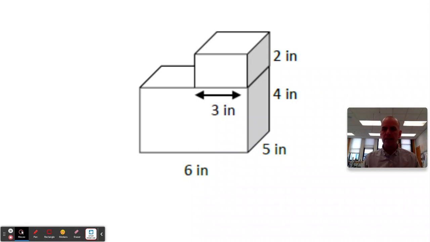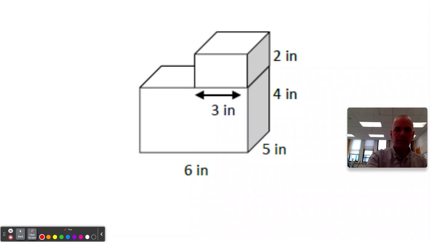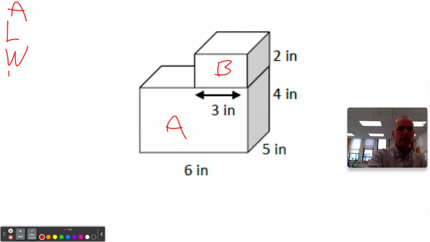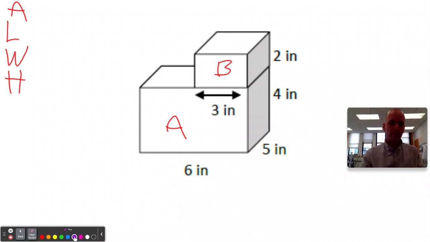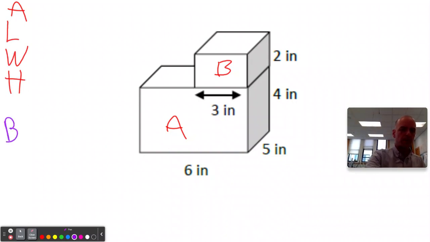All we're doing is we're taking this figure and we're breaking it apart into two normal figures. So the first thing you do when you get a shape like this is you decide which shape is A and which shape is B. So in this case, I'm going to go ahead and call this A and this B. Okay. And then when I find the volume, I'm going to find the volume of A, and I'm going to need the length, the width, and the height. And why don't I go ahead and change the color for B? We'll make B purple. And we're going to need length, width, and height.